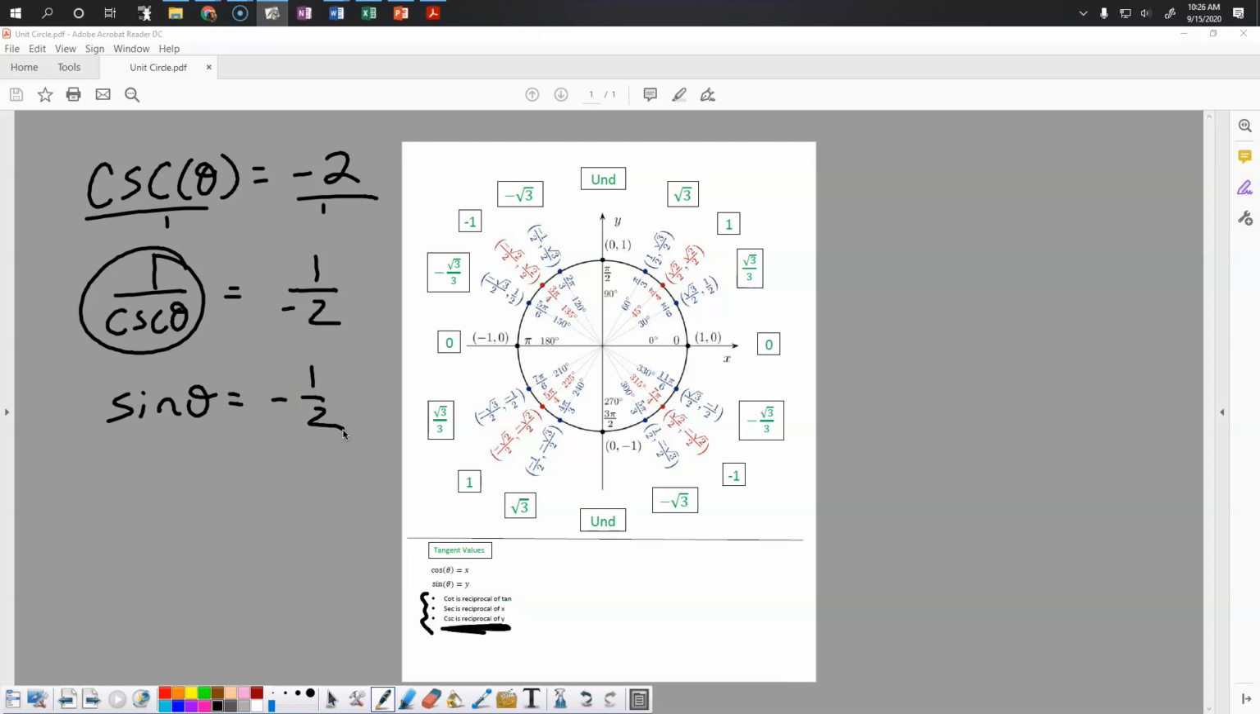And so from here, we're looking for what angle has a y value of -1/2. There are 2 places where that happens, and they are 7 pi over 6 and 11 pi over 6.